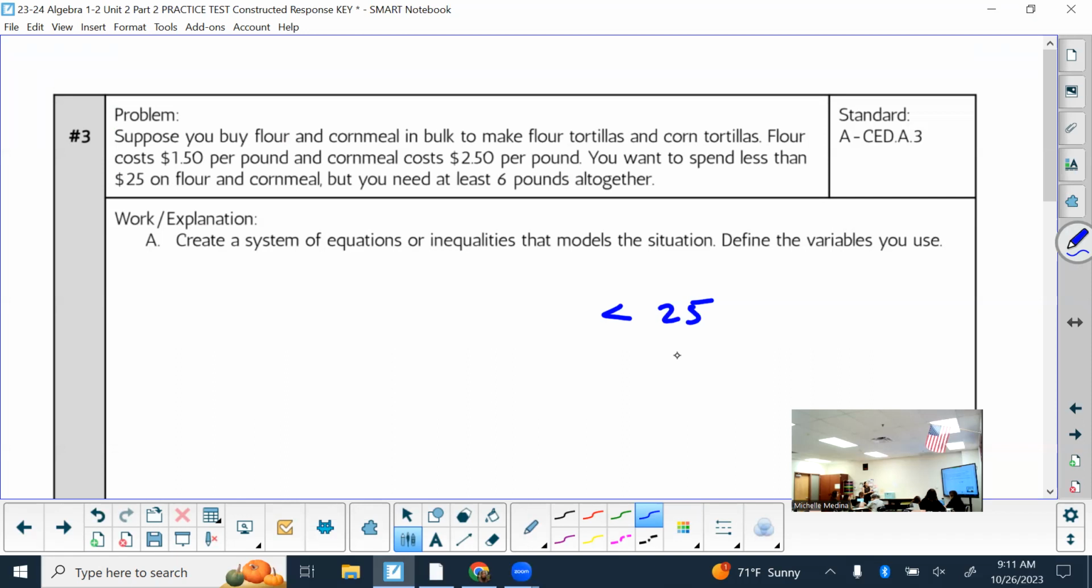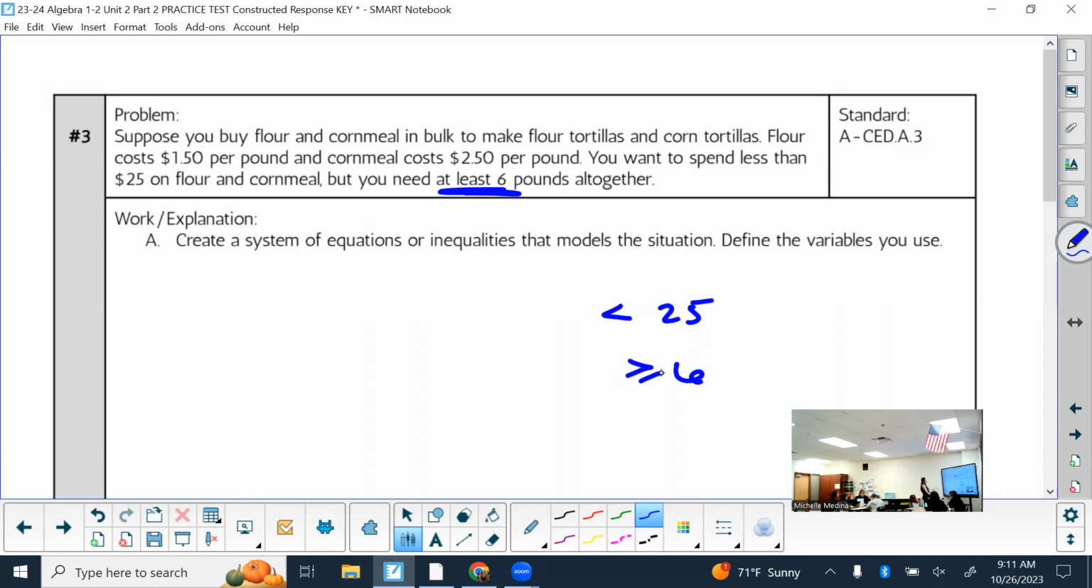Table 3, can you tell me the other total that's in this? And it says we want at least 6 pounds altogether. So should I use this symbol? So then flip it around. So if I want at least 6, I'm allowed to have more than 6. Can I have exactly 6? Then put the line underneath that one.